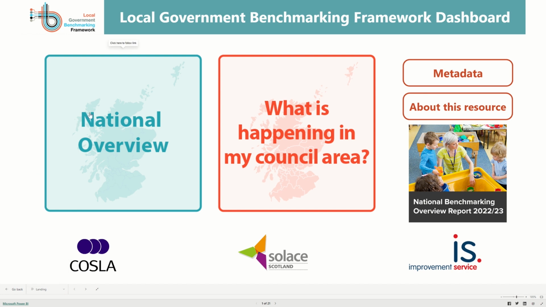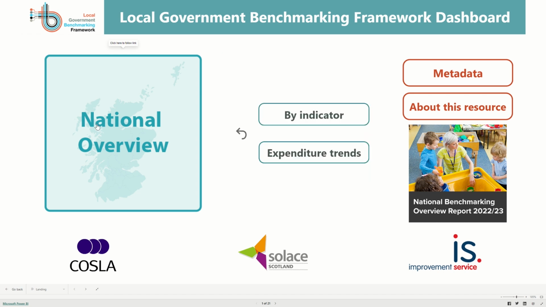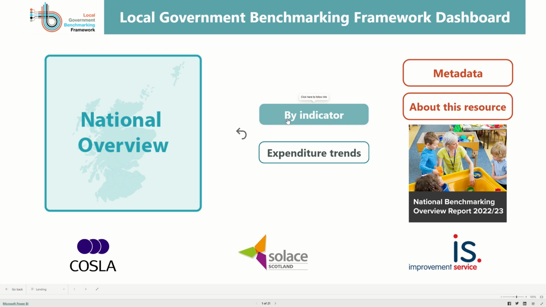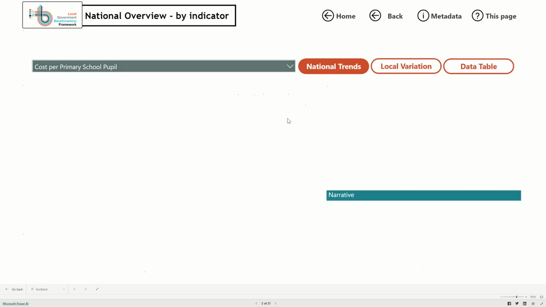We will start by looking at the National Overview section. When clicking on the National Overview button, 2 more buttons appear. They will allow you to look at the LGBF data either by indicator or to look at the expenditure trends. Data in these sections is aggregated to provide a national picture of the performance of local government in Scotland. We will start by clicking on the By Indicator button.